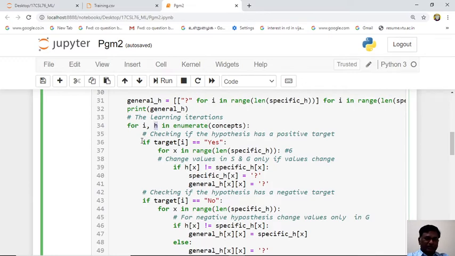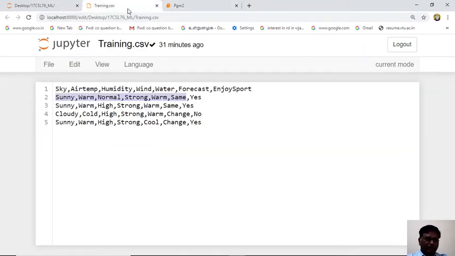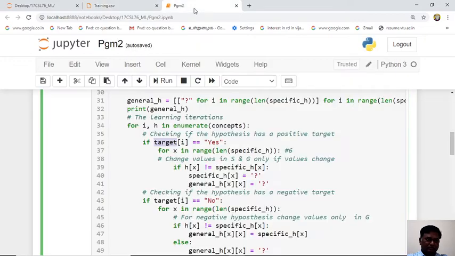Now you know what is there in target and concept. What is the first target? Is it yes or no? We have 4 data, I will show you again. So this is your yes case, again yes case, then no case and yes case. So your first target is yes. Now this is checking if yes.